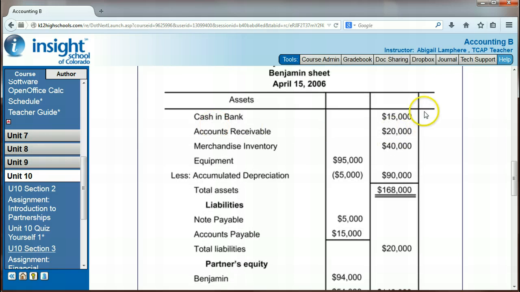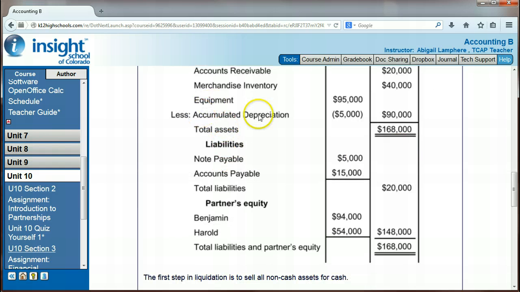They have $15,000 in the bank. They have $20,000 in accounts receivable, so that's money that they are owed from customers still. They have $40,000 in merchandise inventory. Looking at their equipment minus the depreciation, they have about $90,000 worth of equipment, so totaling $168,000 of assets.